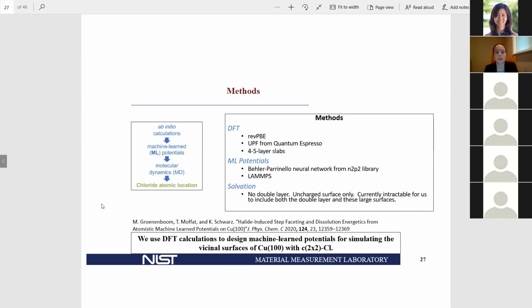I'd like to note that this is preliminary work, so at this point we haven't included a double layer yet, and this is only the uncharged surface. Including the double layer in the system right now is intractable for us because the surfaces that we are looking at are very large. Of course, this is continuing work, and we plan to include solvation as we learn more about these systems.